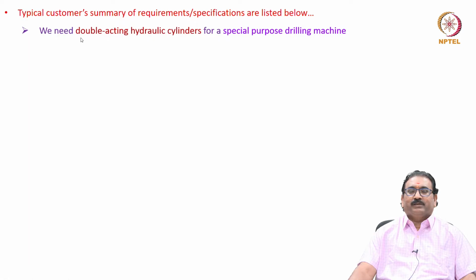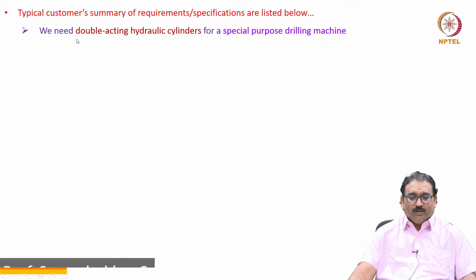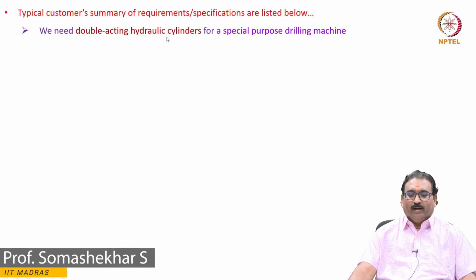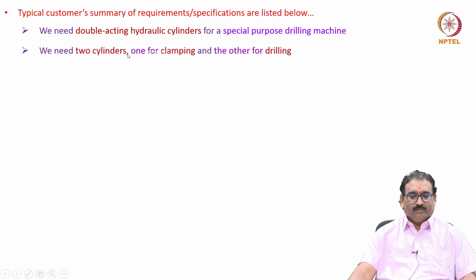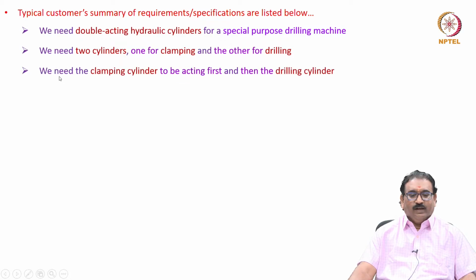Customers, given the information I am listing here. We need double acting hydraulic cylinders for a special purpose drilling machine. We means the customer is telling now. We need 2 cylinders, one for clamping and the other for drilling. We need the clamping cylinder to act first and then the drilling cylinder.